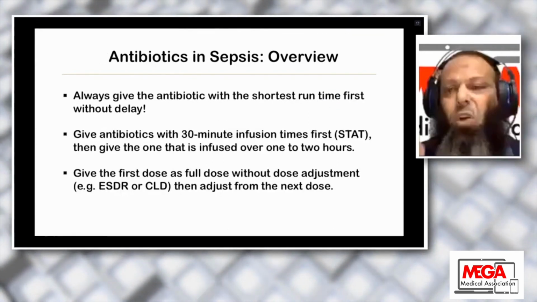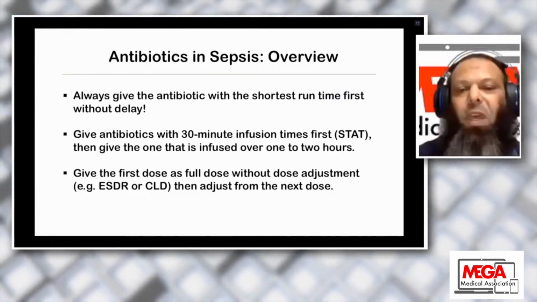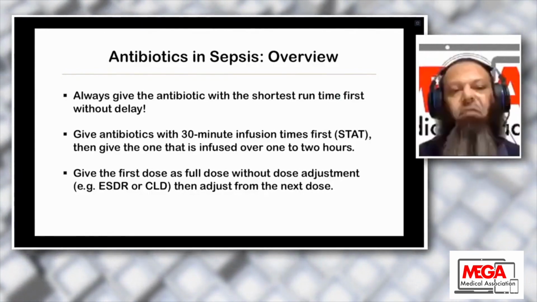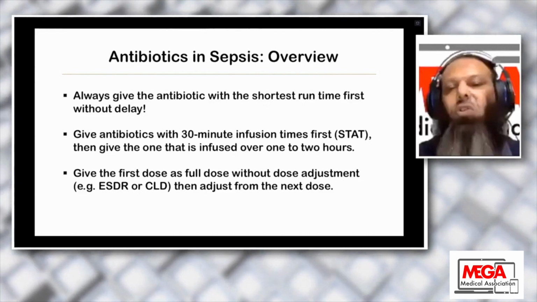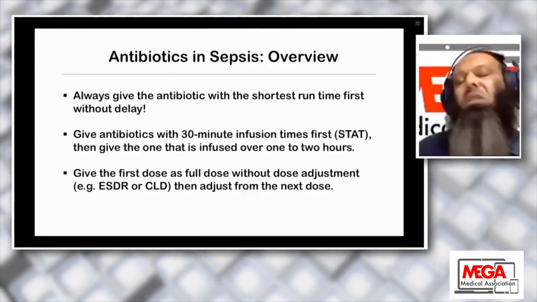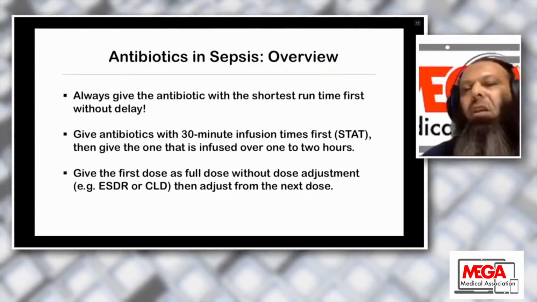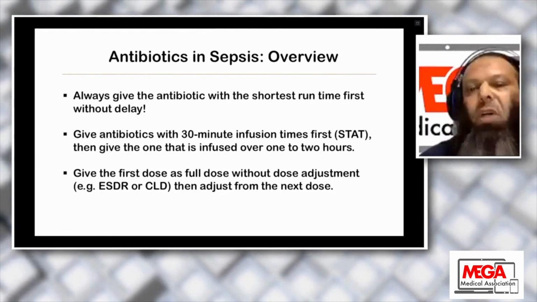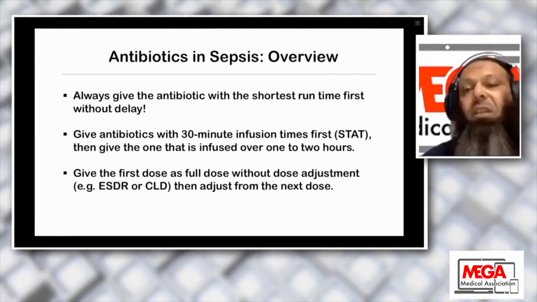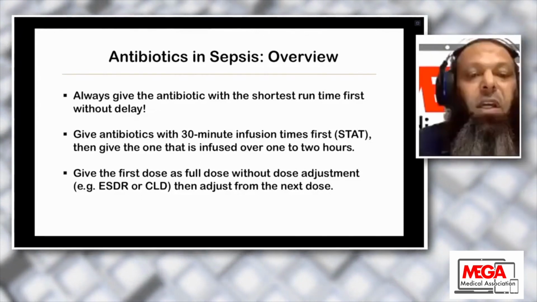Always give the antibiotics with the shortest run time first without delay. Give the antibiotics with 30 minutes infusion time first, like STAT. So STAT definition, less than 30 minutes, the antibiotics should be given. Then give the ones that are infused over 1 or 2 hours. So for example, if I'm going to use Vancomycin, you cannot give it as a short run, not a bolus, but you have to give it as an infusion. But for other antibiotics, yes, you can use the STAT one as a push, with the shortest run time first. Give the first dose.